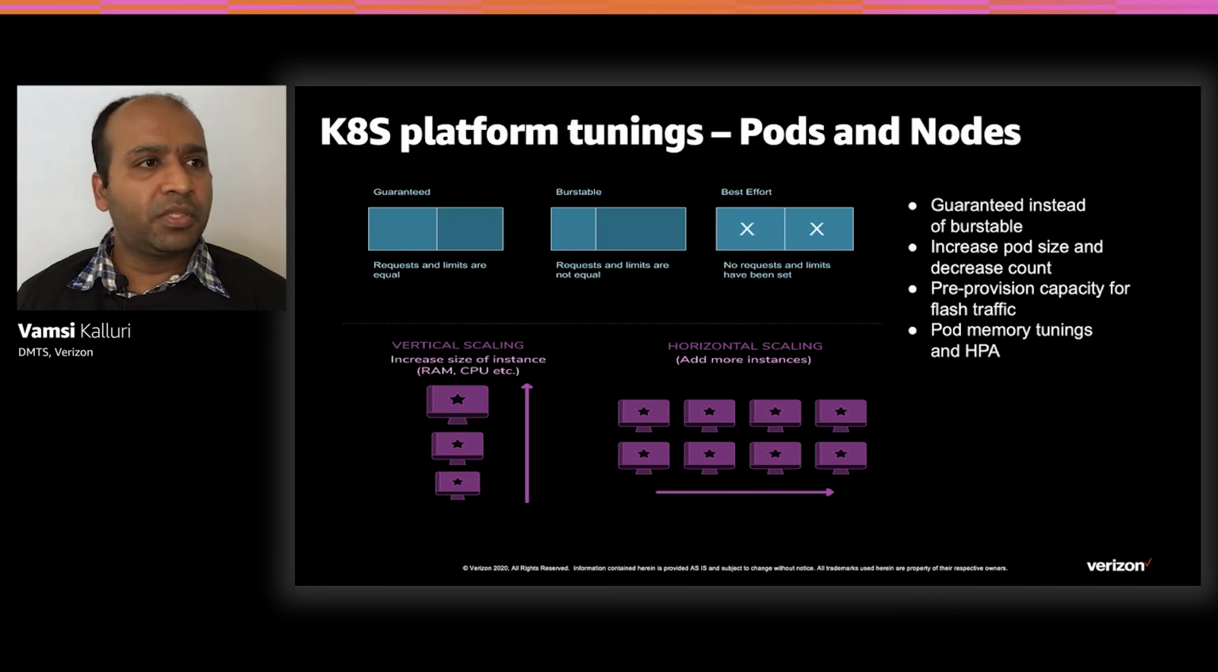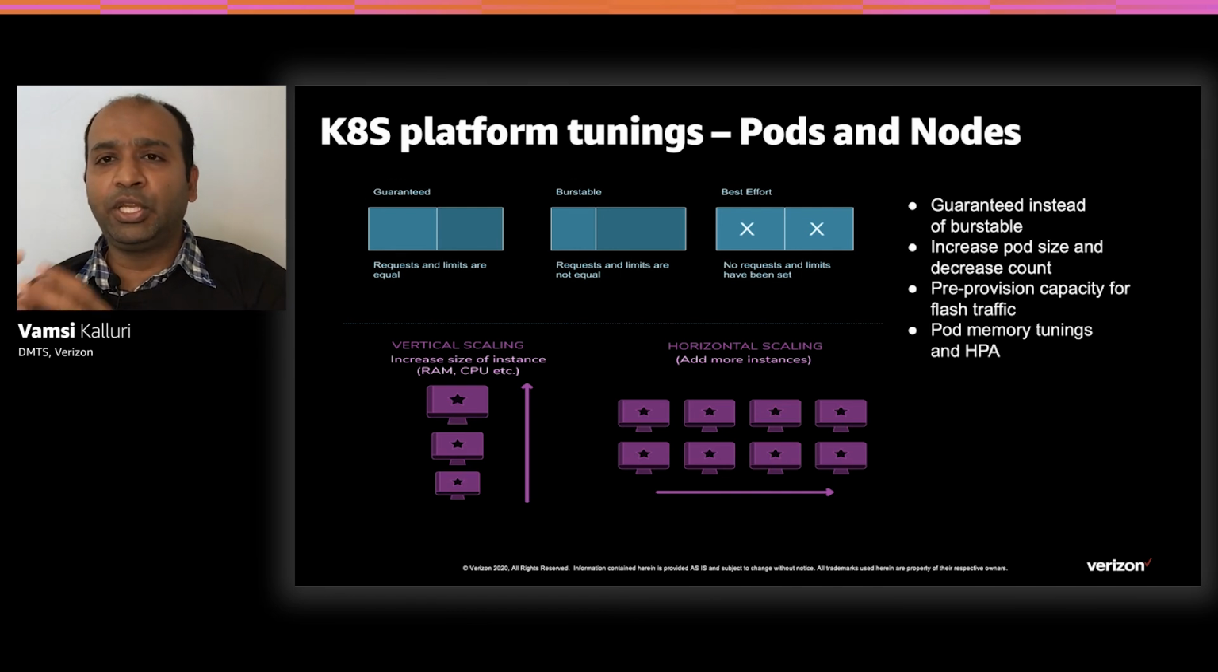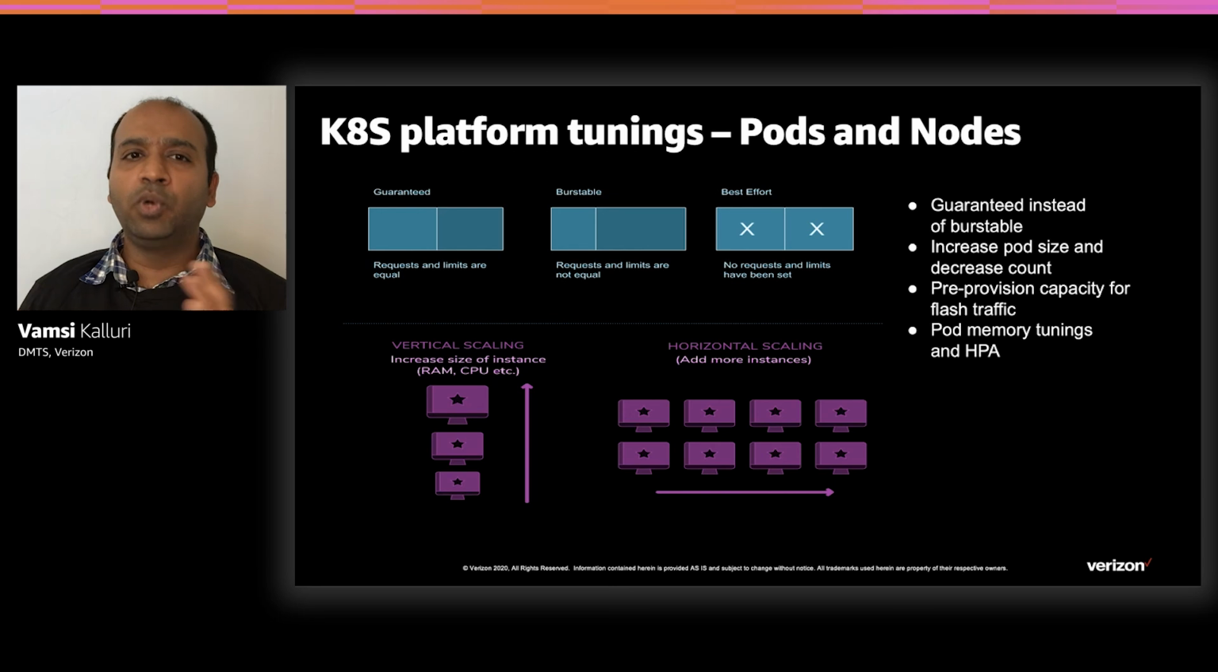We also use the HPA, horizontal pod autoscaler. Basically, based on your memory consumption or CPU consumption, whatever metrics you set, it would change the Kubernetes workload and the pods. It would increase or decrease the pods accordingly.